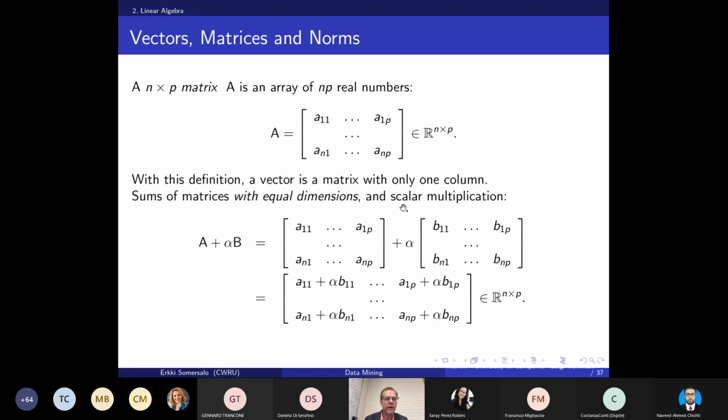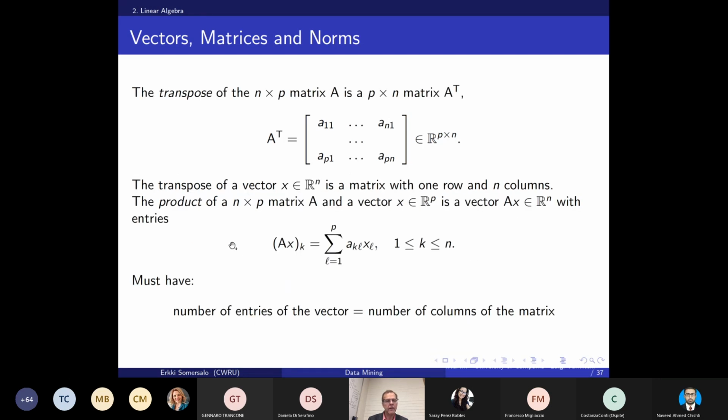And again, like vectors, we can add and multiply matrices by scalars. So multiplication of a matrix by a scalar means that you multiply all components by the same scalar, and summing two matrices of the same size. Notice they have to be of the same size, n by p. So then what you do to add those matrices, you just add component by component. So this formula here is defining the multiplication by scalar and the summation of matrices of the same dimension. So nothing surprising here.